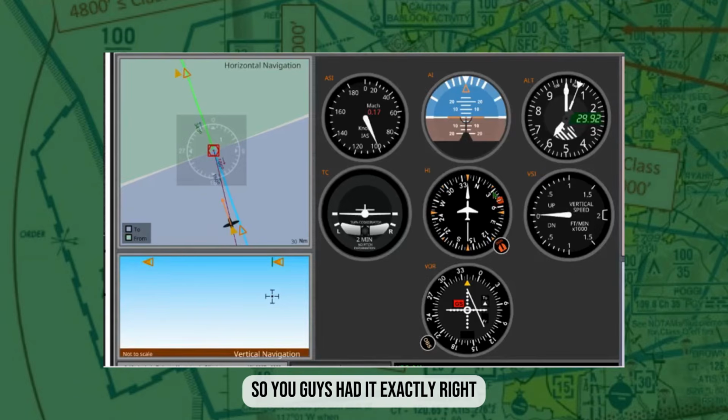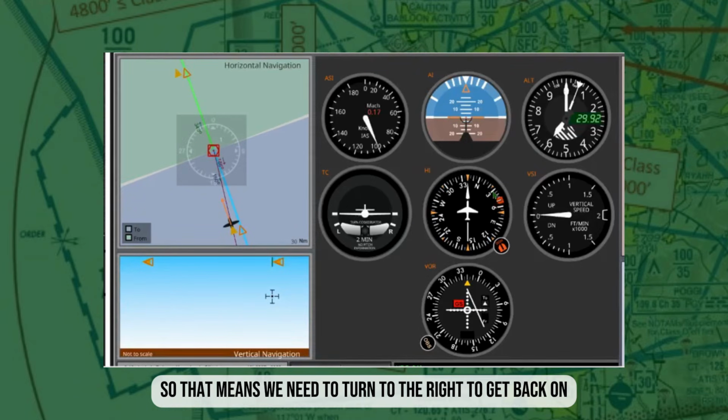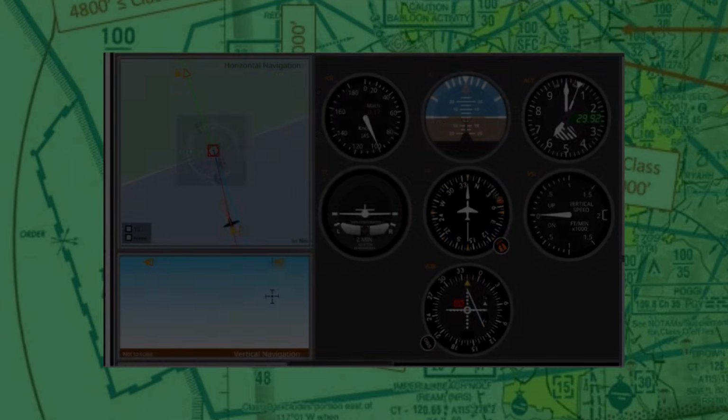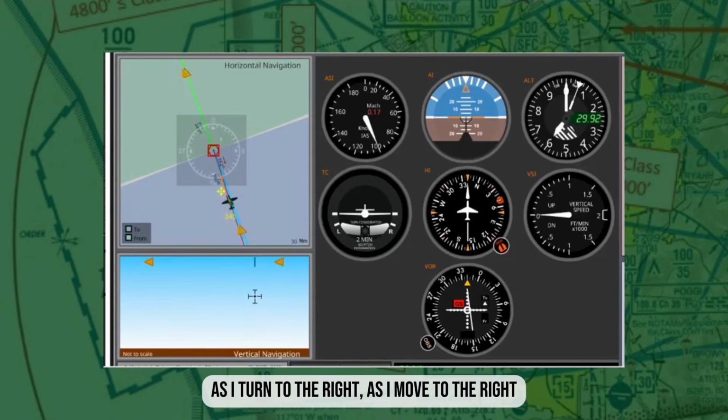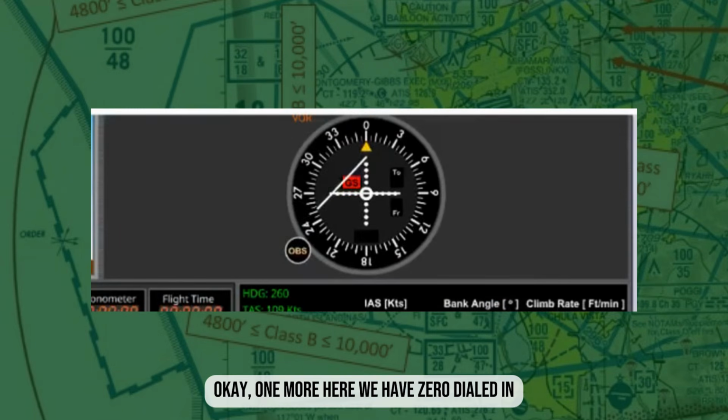So you guys had it exactly right. Our needle is off to the right of our instrument, so that means we need to turn to the right to get back on. I want you guys to watch this VOR. As I turn to the right, the needle centers. We were off to the left, you had to turn right because the needle was to the right. So the trick there is always in your mind, point your aircraft in the same direction as what you have dialed into your VOR.